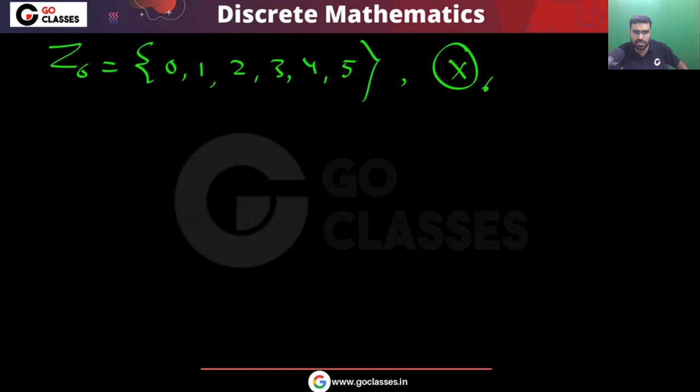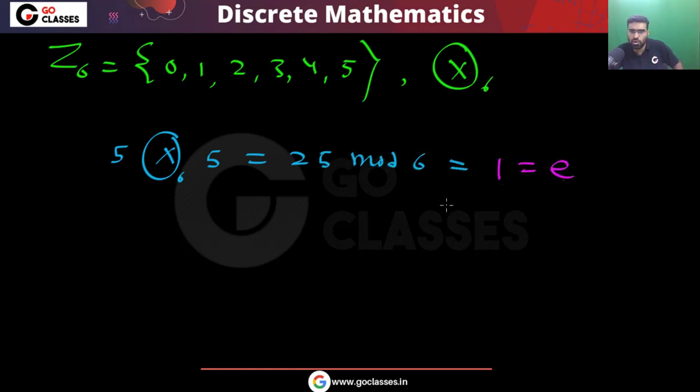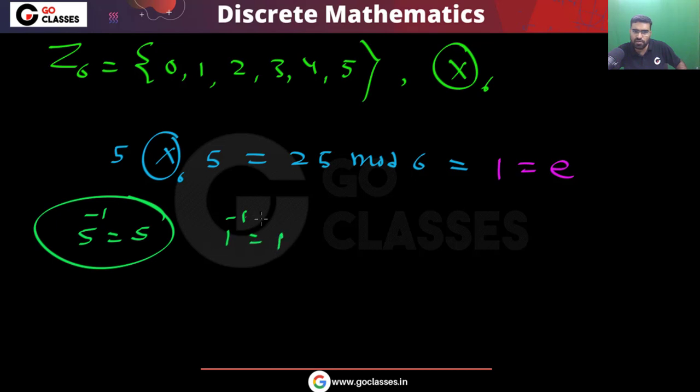Why is 5 inverse 5? You can see very easily, because 5 multiplication modulo 6, 5, that will be equal to, first you multiply, then you find mod 6. So that will be equal to 1, and that is your identity element. So I can say that 5 inverse is equal to 5. So 1 inverse is 1 and 5 inverse is 5. The remaining elements, they do not have inverse.